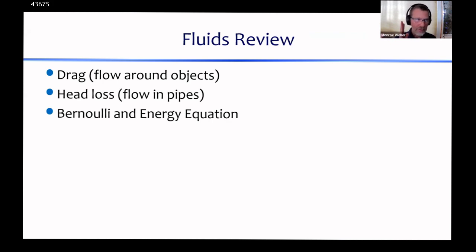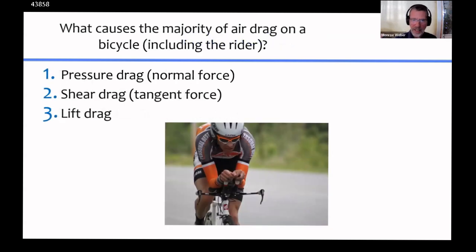So we want to talk about drag, we'll talk about head loss, we'll talk about the Bernoulli and the energy equation, and we'll have some fun. And this is where I want you to just be bold. I'm going to ask you questions, and I want you to vote without any more information. I want you to just vote for what you think is right, and then we'll discuss what is actually happening.